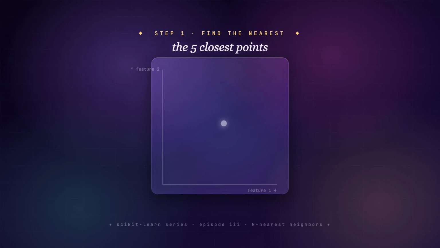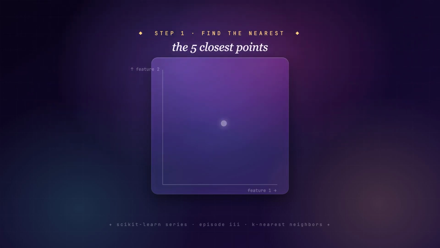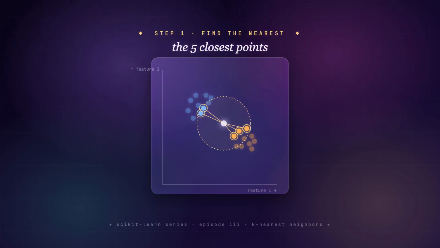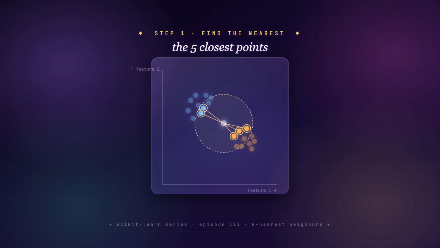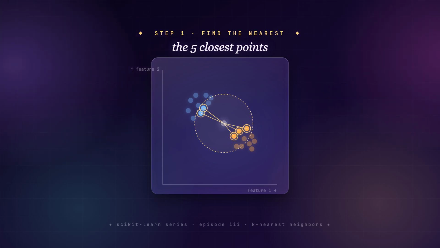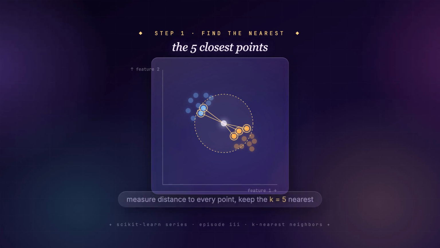It measures the distance to every known point and picks the k closest ones, here the 5 nearest. Those 5 are its neighbors. The closer a point sits, the more it counts as similar. Distance is genuinely the only thing this model cares about. And notice, we didn't fit any curve and we didn't solve any equation. We just found who's nearby.